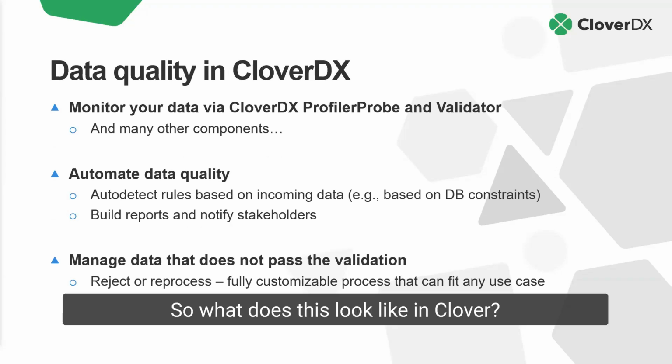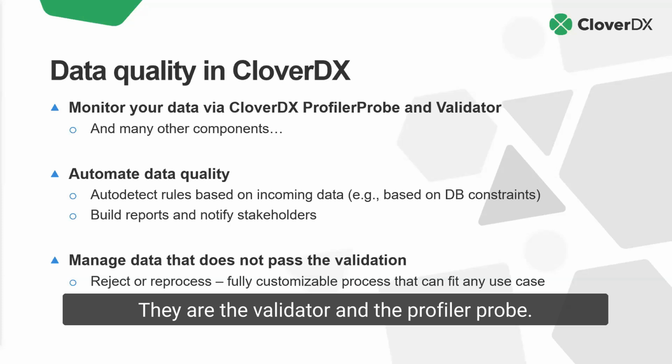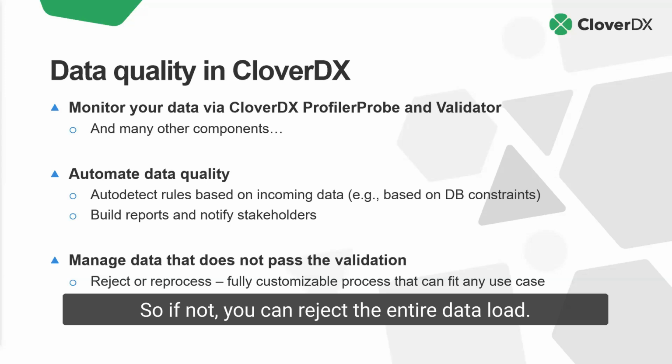So what does this look like in Clover? Well, Clover is very flexible and can identify the bad data in mainly two features, what we call components. They are the validator and the profiler probe. The profiler probe takes a look at all the records and ensures the entire data load meets your quality standards. So if not, you can reject the entire data load. Validator, on the other hand, allows you to create rules for what the data should look like.